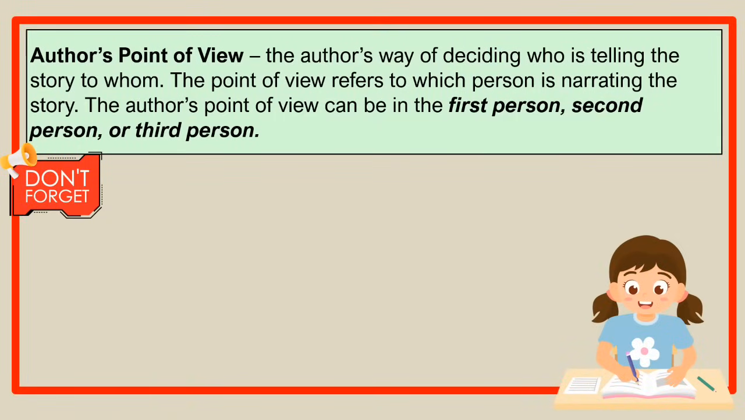The author's point of view refers to the author's way of deciding who is telling the story to whom. The point of view refers to which person is narrating the story. The author's point of view can be in the first person, second person, or third person. You may ask the following questions for this.